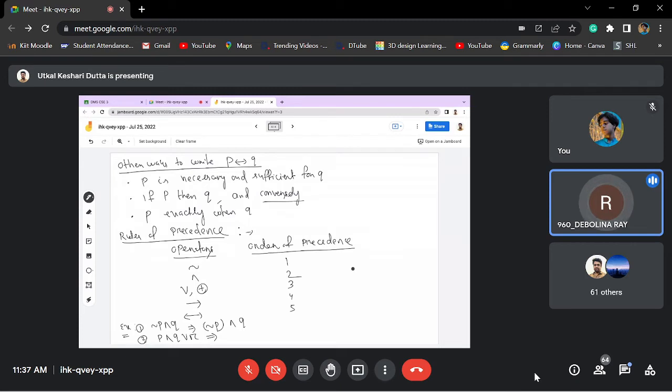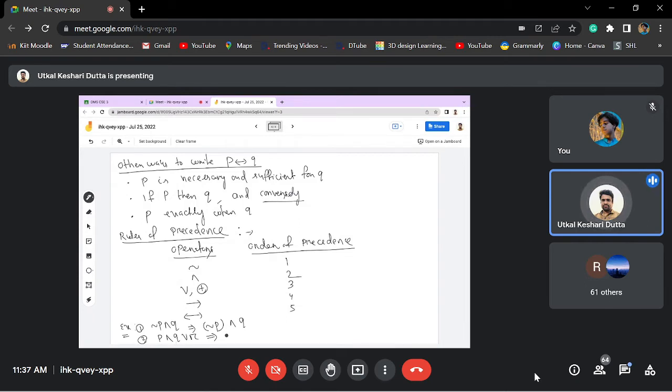Sir, P conjunction Q within bracket, then disjunction R. That means your conjunction and disjunction are both there. So you have to use the order first: negation, then conjunction, then disjunction. But conjunction is there, disjunction is there, so which terms do we have to take in the bracket?